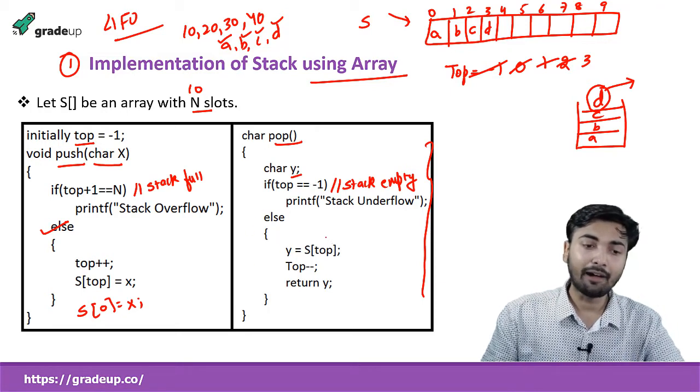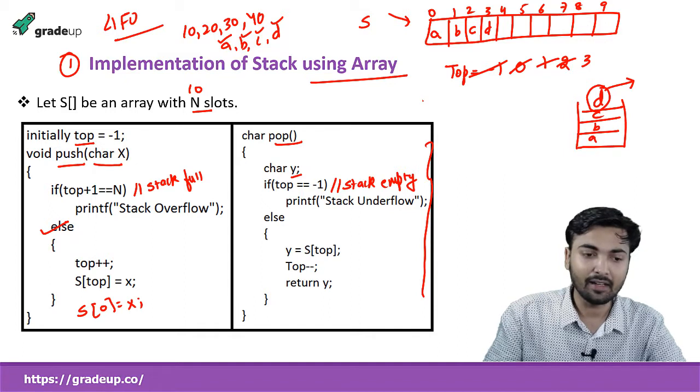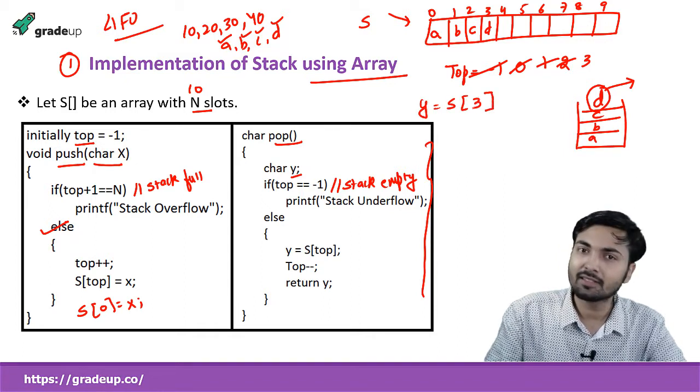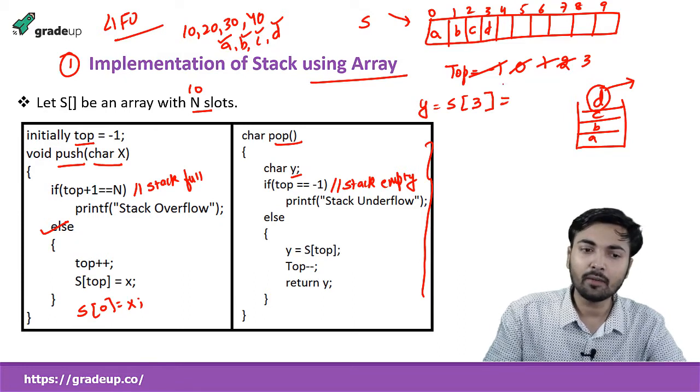See here. Y equals S top. I am writing it here. Y equals S top. What is the value of top here? 3. Okay. S3 is what? D. Yes. I got the value D in Y.